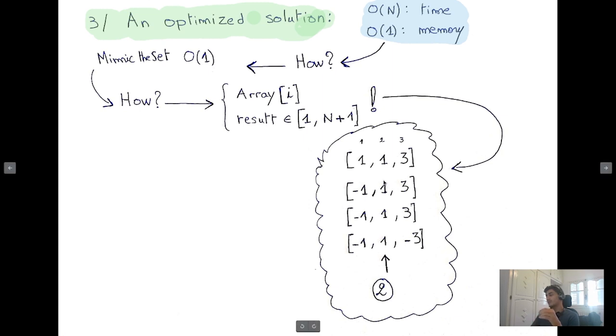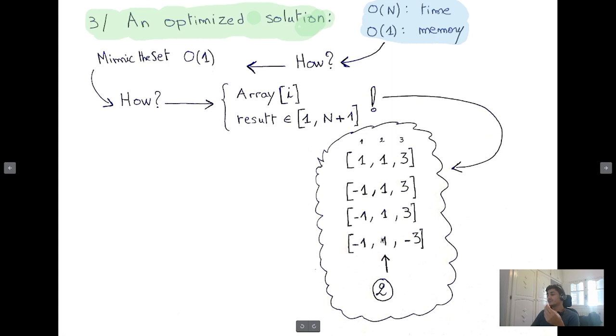This is the second element, so we will assign again the negative version of this position. So it's also minus 1. And finally, we can move forward, so 3. So we will assign the negative version of the element at the third position of the array, minus 3.